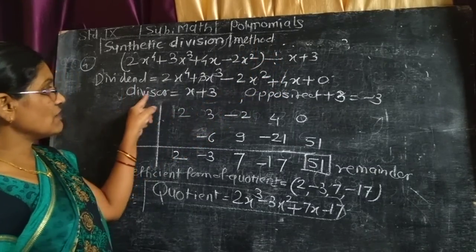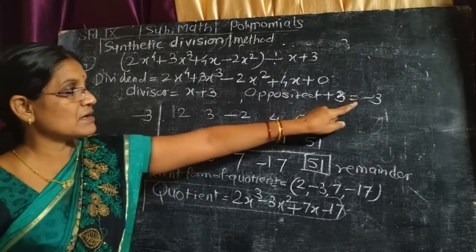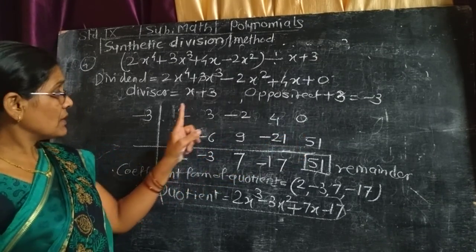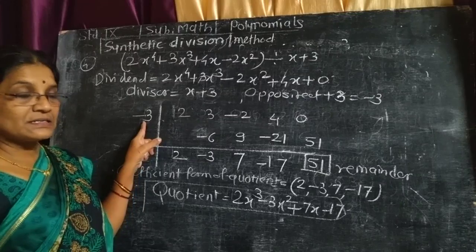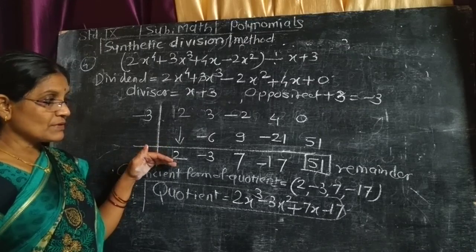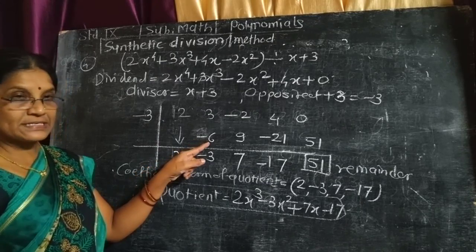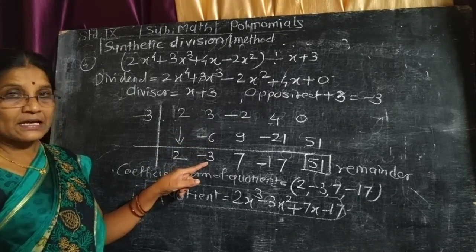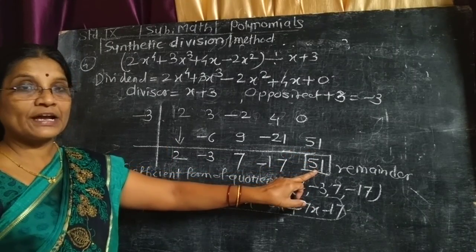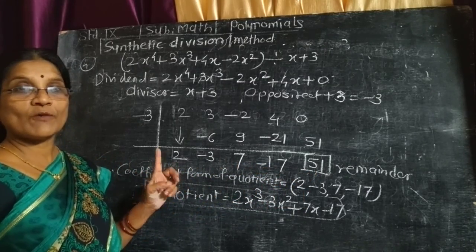After that write down divisor x plus 3, take the opposite of this number, that is here minus 3. Write down all indices of dividend in first step. Here the opposite number, that is minus 3. Take this 2 as it is to the lower below the horizontal line. Minus 3 into 2, minus 6. 3 minus 6, minus 3. And in this way solve up to last number. The last number here obtained is the remainder, and these remaining numbers, that is the coefficient form of quotient.